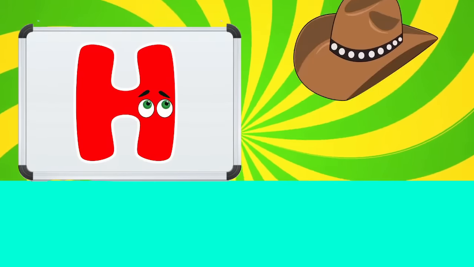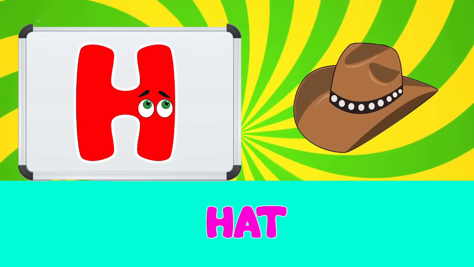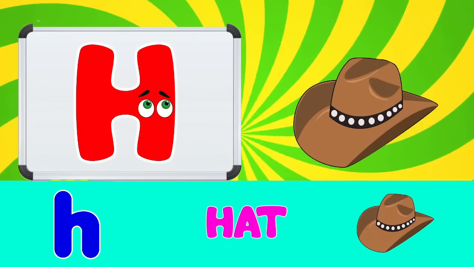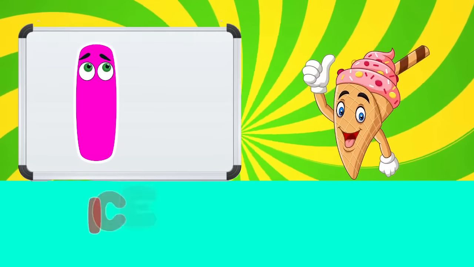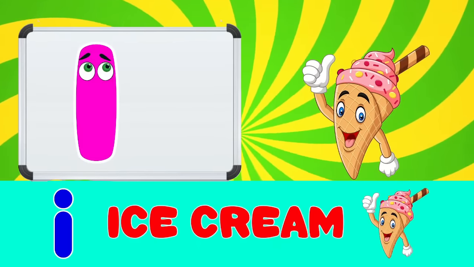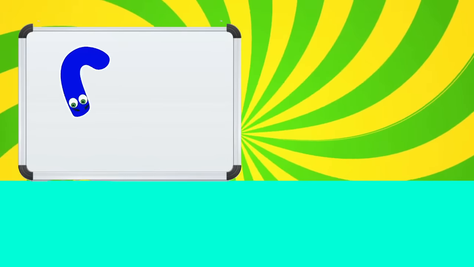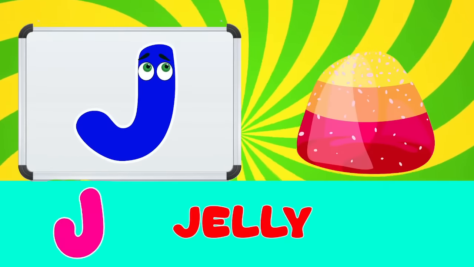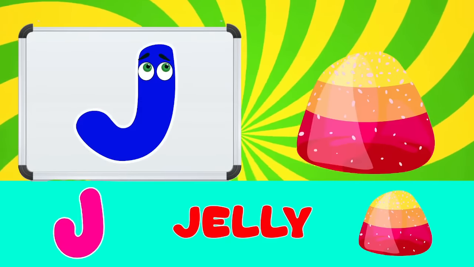H is for hat, h, h, hat. H is for hat, h, h, h. I is for ice cream, I, ice cream. I is for ice cream, I. J is for jelly, j, j, jelly. J is for jelly, j, j, j.